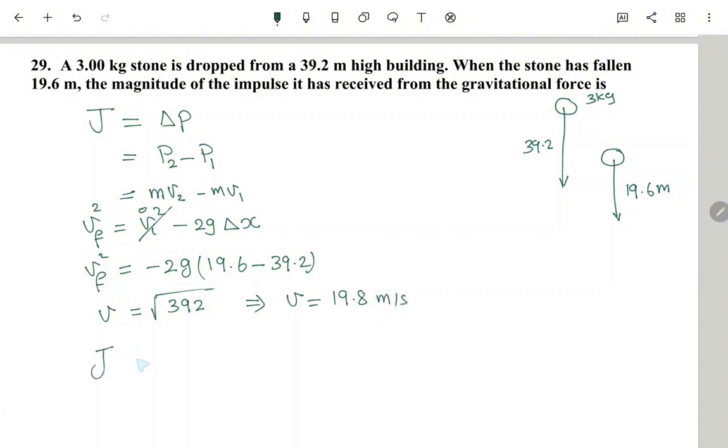So the impulse will be equal to 3, the mass of the object, times 19.8, minus the initial momentum, which is 0 because it has 0 velocity, and the impulse will be equal to 59.4 Newton seconds, or kilogram meter per second.